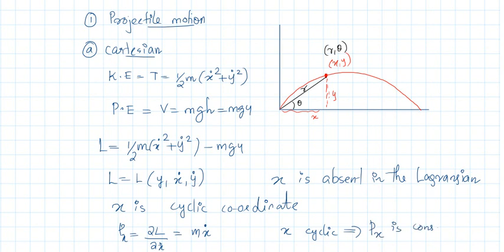Px is conserved. As you all know, if you take the case of a projectile, it is a particle which is moving under the action of gravity alone. That is, the only force acting on the projectile is the gravitational force. It is vertically downward, so there is no force in the horizontal direction. Therefore, momentum along the horizontal direction is conserved. Okay, this is one of the equations of motion.